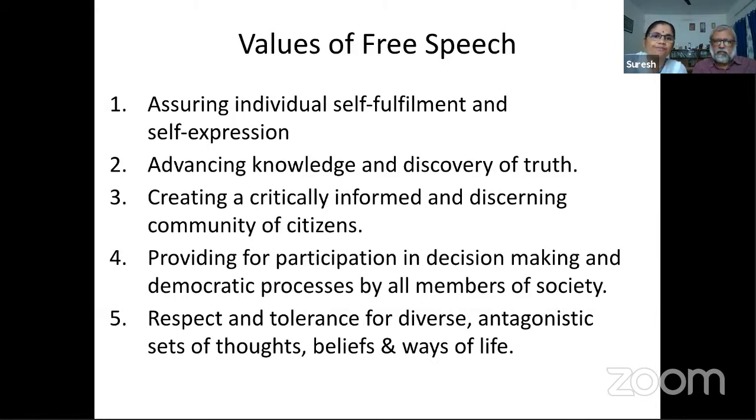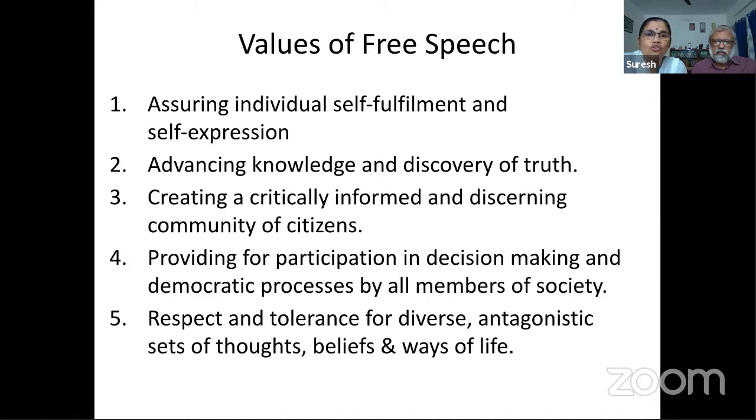The third, creating a critically informed and discerning community of citizens. Now, this is again very, very important from the context of the preamble, where we have said that the preamble we have given to ourselves, we have the Constitution and equality, liberty, fraternity. These are all the values which we all intend to realize in the Constitution.